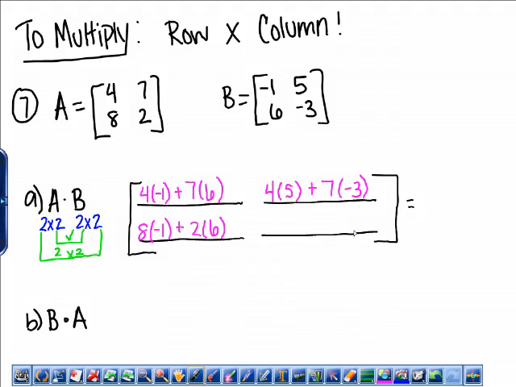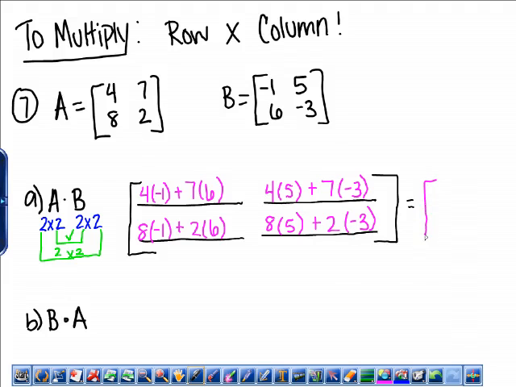Last spot, bottom row, second column. Second row, second column. 8 times 5 plus 2 times negative 3. Okay? Then we just simplify each term.